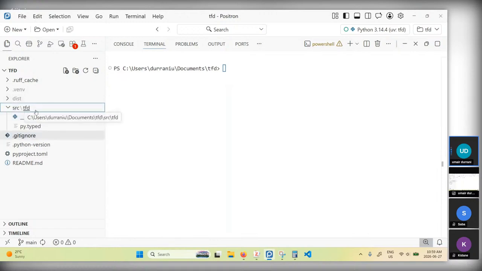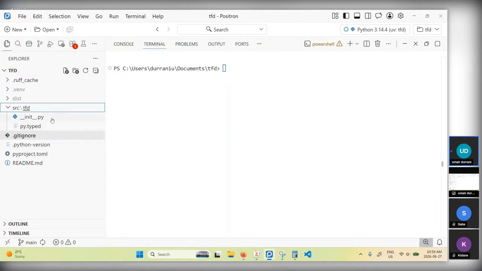The src folder contains another folder called TFD. So TFD is the main folder. Within TFD, we have src, which means source. And then within source, we have another folder called TFD again. And this is the source folder. This is where all the files for your package will go. Any functionality that you want to add will go here.